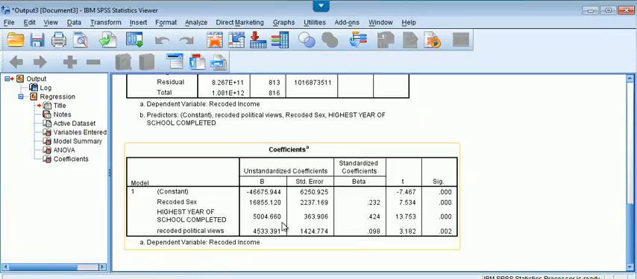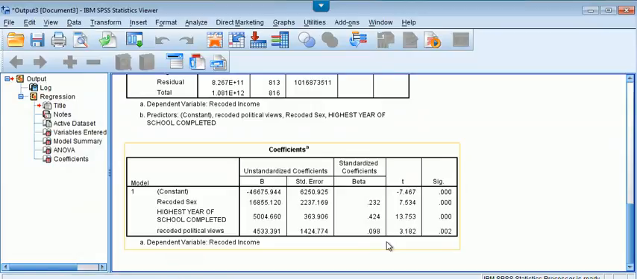If you look at education, you'll see that there's also a positive relationship. So this means more years in school equals higher income. So that's good for all of you getting your master's right now, right? And lastly, if you look at recoded political views, you will see that also increases. And remember, political views were labeled 1 was liberal, 2 was moderate, 3 was conservative. So as you're moving up that scale, income is going up.